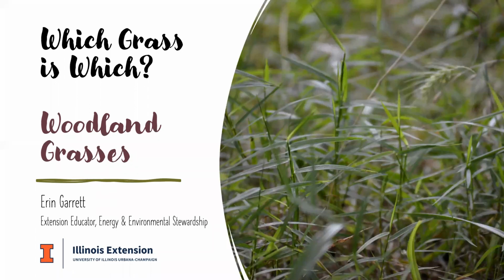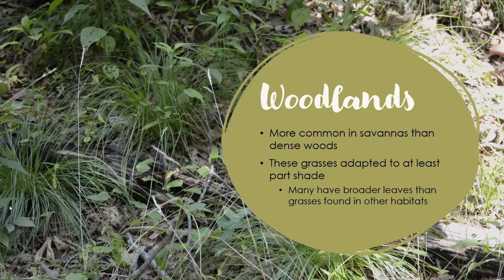And the first grouping of grasses that we're going to talk about is woodland grasses. That might not be the first place that you would think you'd find a huge diversity of grasses. And of course, there's different types of woodlands, and grasses are going to be more common in open savannas rather than in dense woods, but that's not to say that you can't find them in both of those places. In general, the grasses that you're going to find in woodlands are adapted to at least part shade. And many of them, of course, not all of them, have developed broader leaves than grasses found in other habitats. Again, not a hard and fast rule. There are many exceptions, but we'll see that a lot of the times they do have broader leaves.